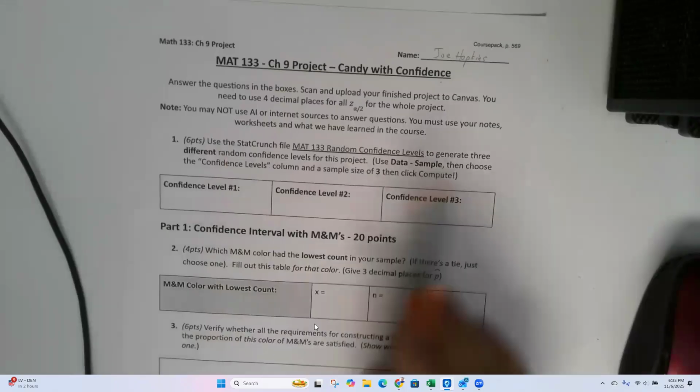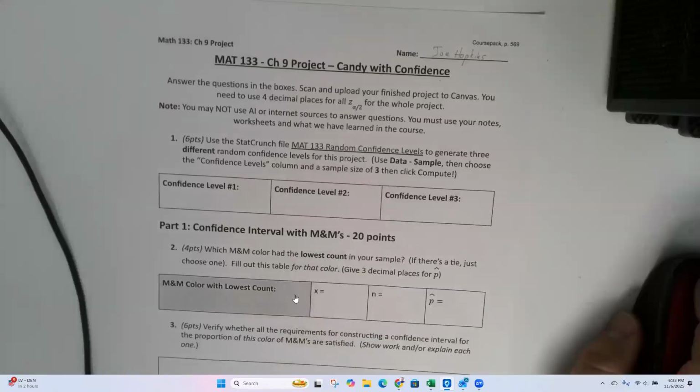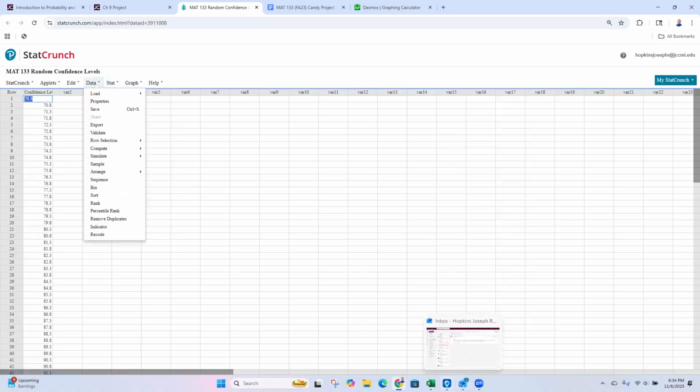Okay. So we'll do data, sample, and then set our sample size to 3. If you click on the link in Canvas, it'll bring you here to StatCrunch. Sign into StatCrunch. And these are a bunch of different confidence levels. It goes from 70% all the way up to 99.8%. So you're going to pick 3 of these at random. You're not going to choose them yourself. You're going to go to, stat, or no, sorry, data. It said we go to data and then sample.